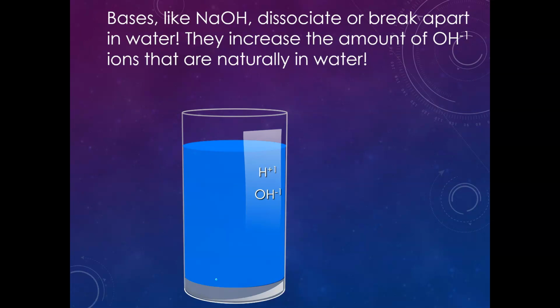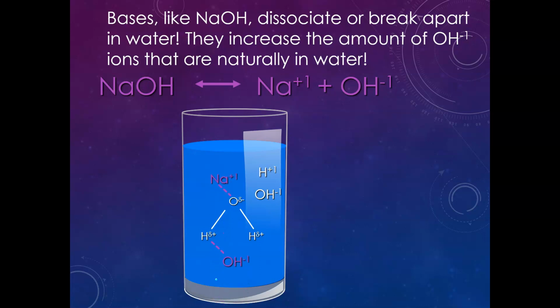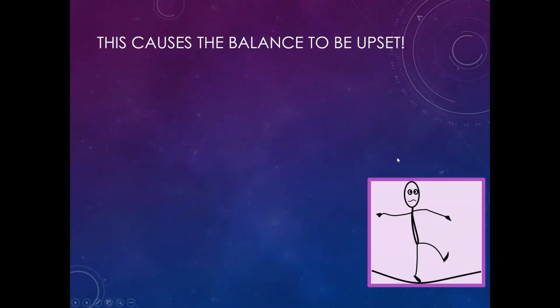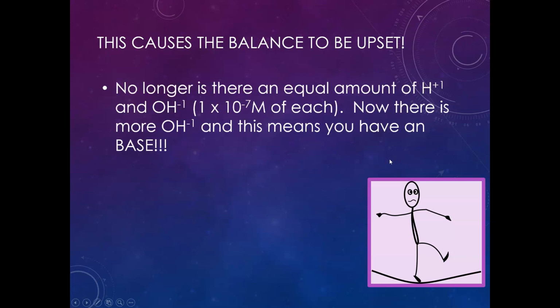Now if I take a base like sodium hydroxide and I dissociate or break it apart, well, that's going to increase the amount of hydroxide ions that are naturally available in the water. So again, this is representing that small amount that naturally dissociates. So what's going to happen is our balance is going to be upset. There's not going to be an equal number of hydrogen ions and hydroxide ions. Now there's going to be more hydroxide ions. That means that we are going to have a base.